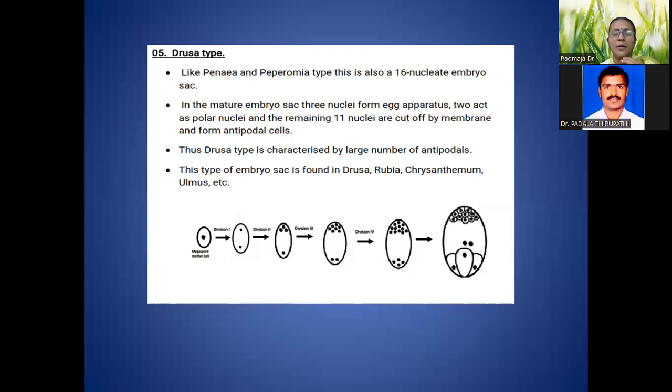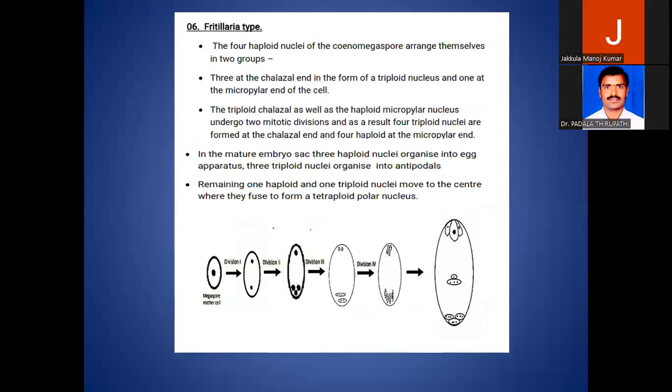And after double fertilization, one of the male gametes fuses with the polar nucleus. As a result, the 3N condition endosperm is present in the Drusa type. And next one is the Fritillaria type. Here something like this will be taking place.